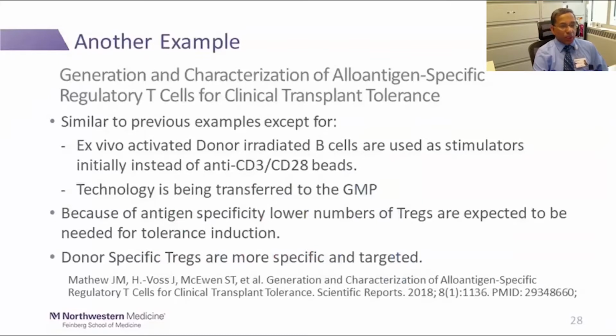Another example. During the last 4 years, we have developed a technique for the generation and characterization of alloantigen-specific Tregs for clinical transplant tolerance. The basic protocol was similar to what I had mentioned just before in the polyclonal expansion. But the main difference was we had used donor-activated and irradiated B cells for initial stimulation. Now we are transferring this technology to the GMP. It is our expectation that we will need lower number of Tregs for tolerance induction as the cells are more specific and targeted.